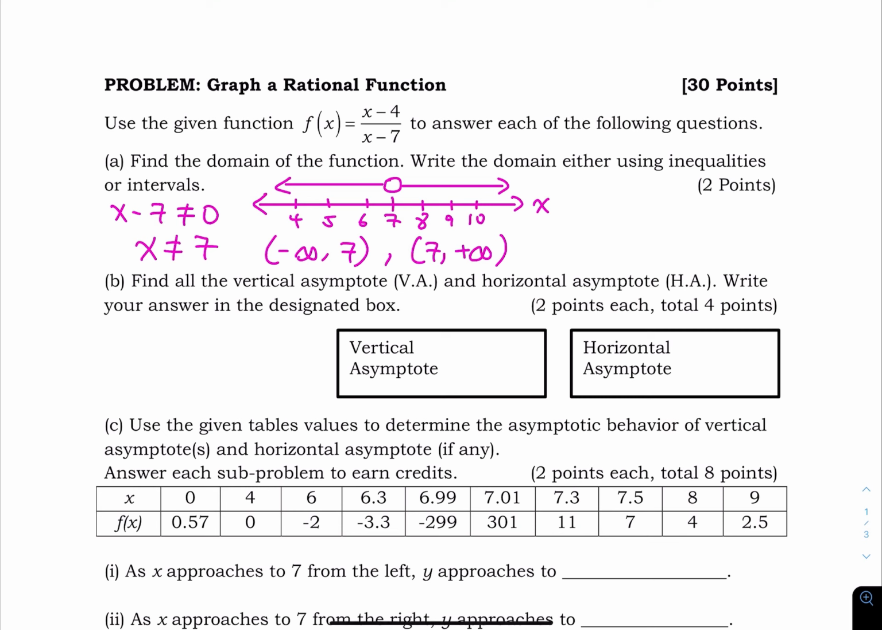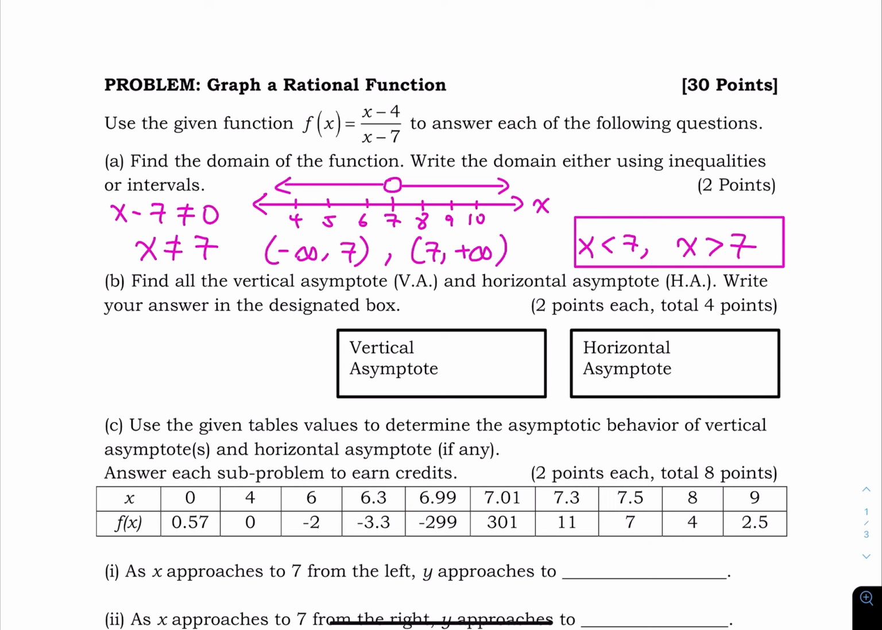And then the inequality will be, for the first interval, x less than 7. The second interval will be x greater than 7. And then you earn your 2 points. Basically they only ask for inequality or interval, right? I will just show this. Hold on, I will just box this to earn my 2 points. There you go. I just earned my 2 points.